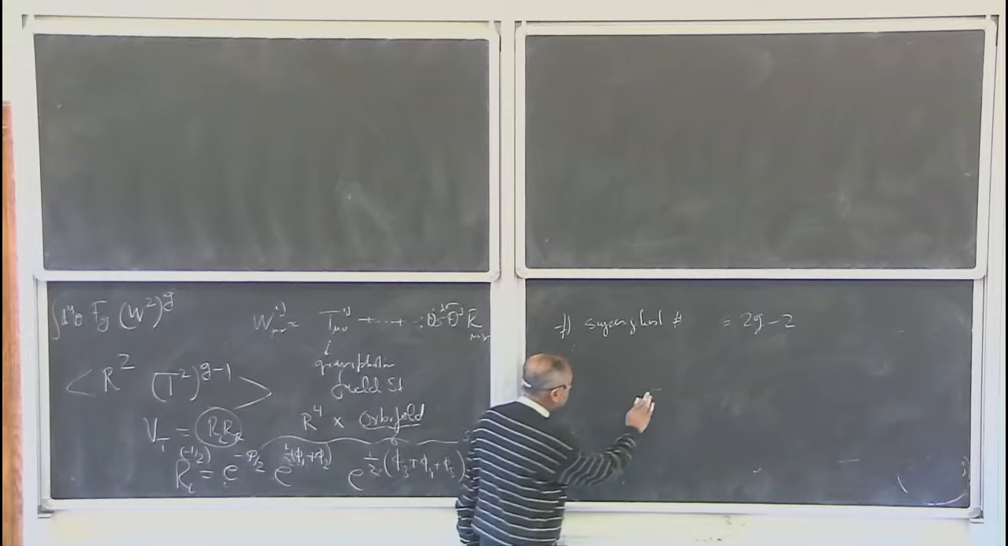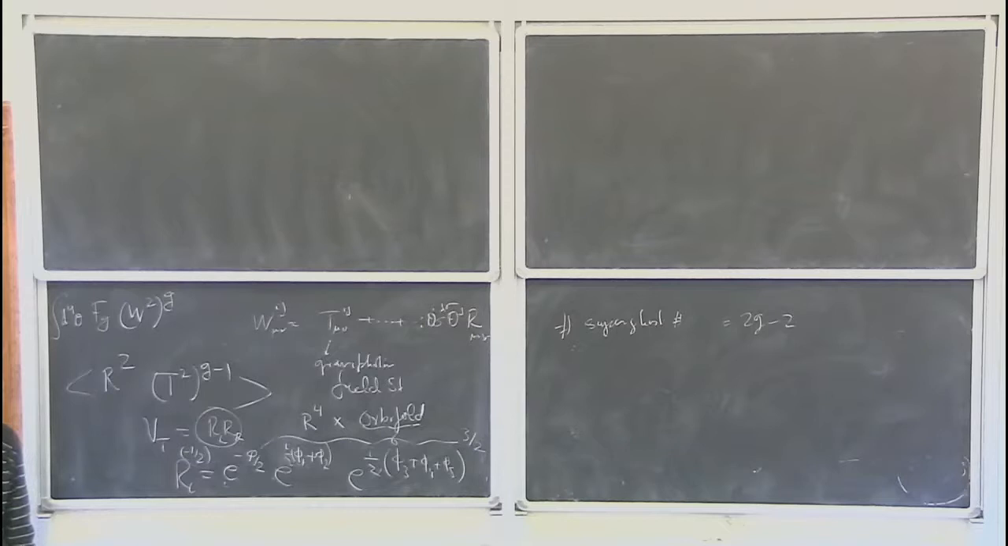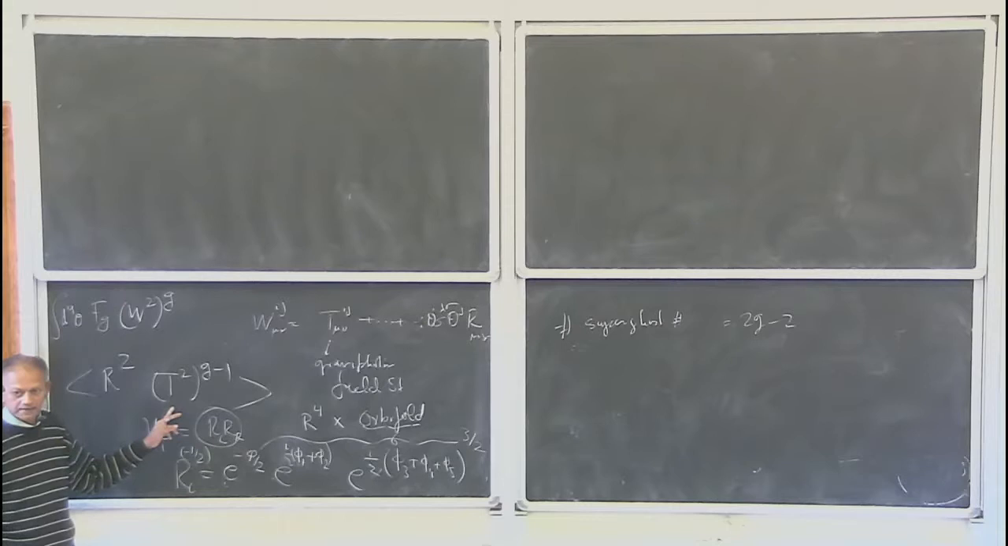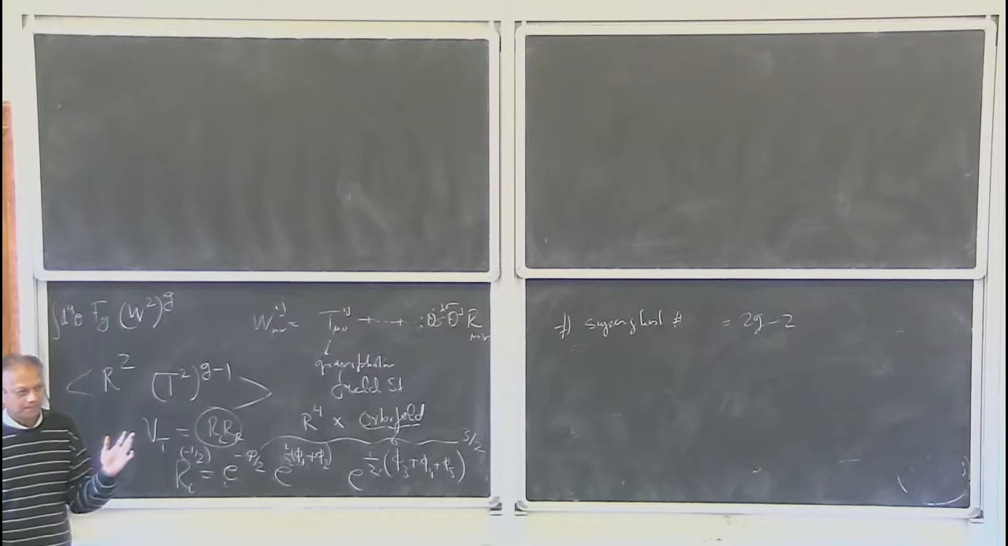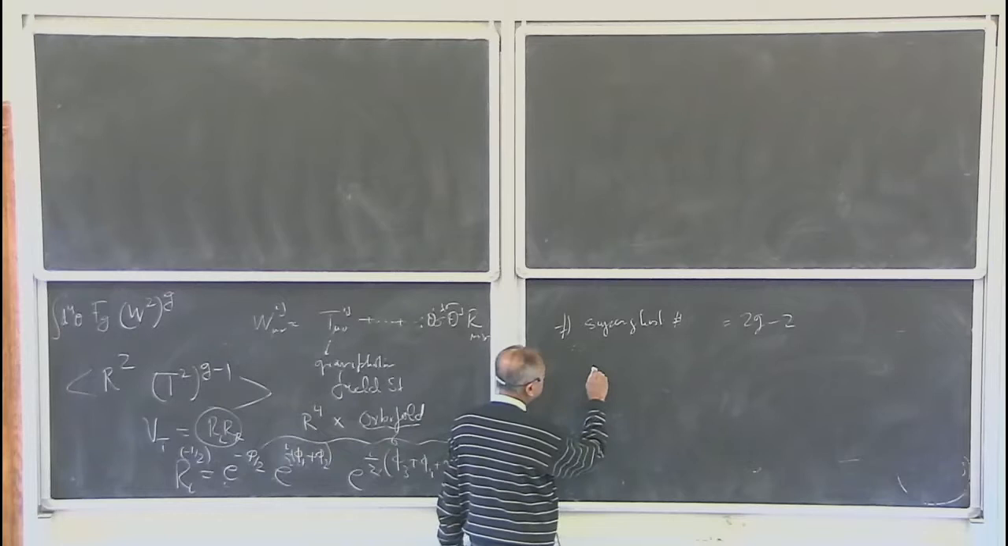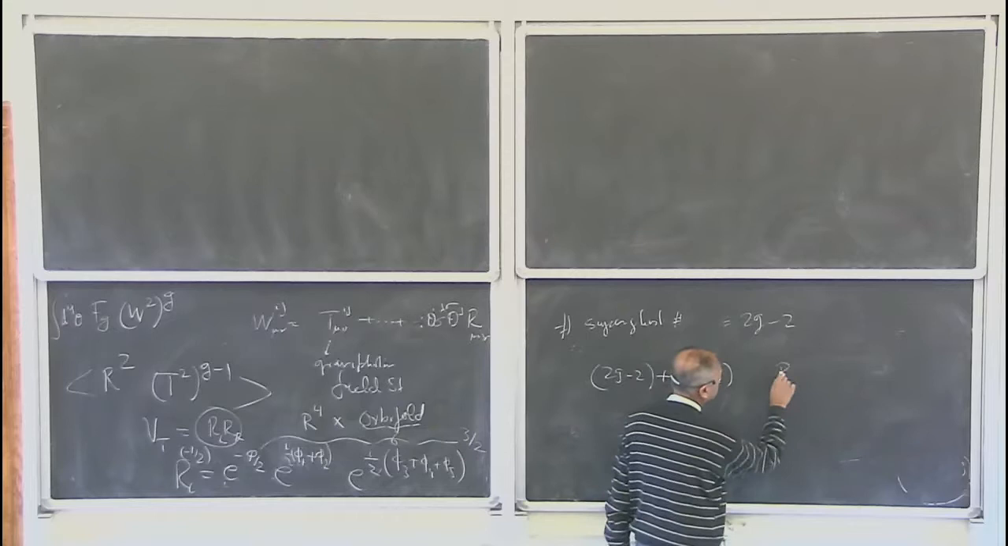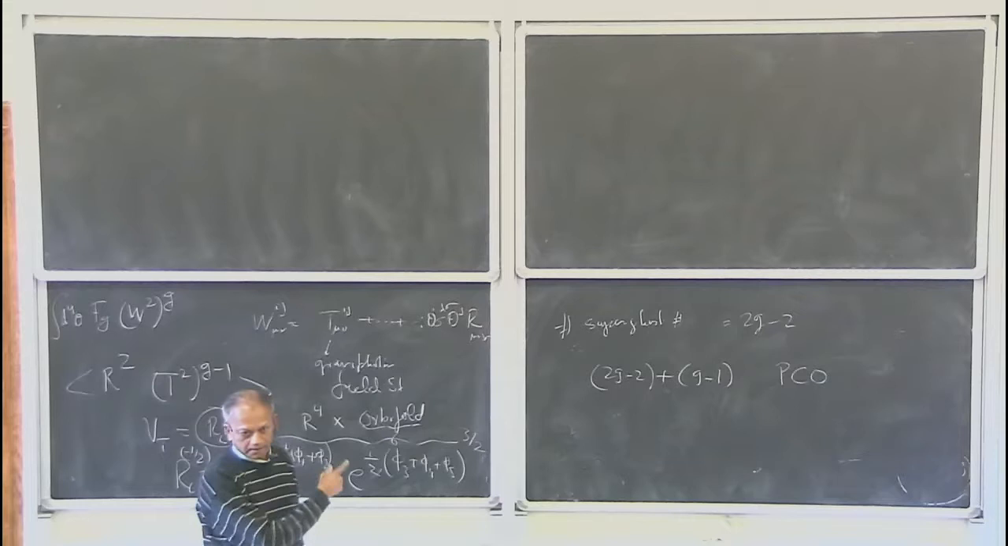On the other hand, each of these vertices comes with a minus half charge, because we are using the minus half picture here. How many vertices are there? There are 2G minus 2 Ramond-Ramond vertices. So the total charge coming from here is minus G minus 1. So actually what I need to do is insert 2G minus 2 plus G minus 1, this G minus 1 to balance that charge. That many PCOs I need to insert, which means it's 3G minus 3.